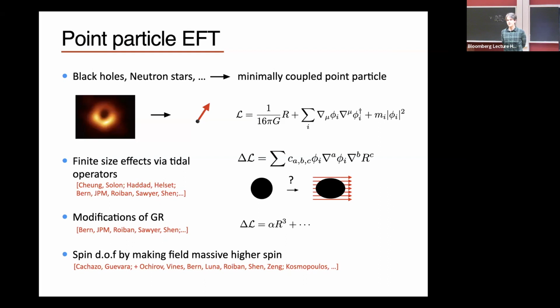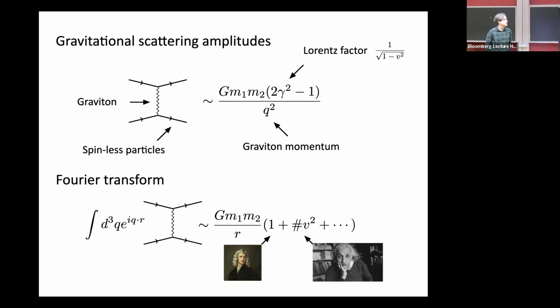We can include the finite size effects by including more nonlinear interactions with gravity, for instance, tidal deformabilities. It's just some operator we can add to this effective theory. We can add modifications of GR, higher derivative corrections to GR. We can just make this particle spinning. So this is some quantum field theory, and you ask how does this know about these classical corrections? There's a simple example. If I compute this Feynman diagram, which is just graviton exchange, it looks like GM over the momentum transfer squared times some function of velocity. And if I just do the Fourier transform of this diagram, then I get precisely the gravitational potential. So the leading order in velocity is just Newton.